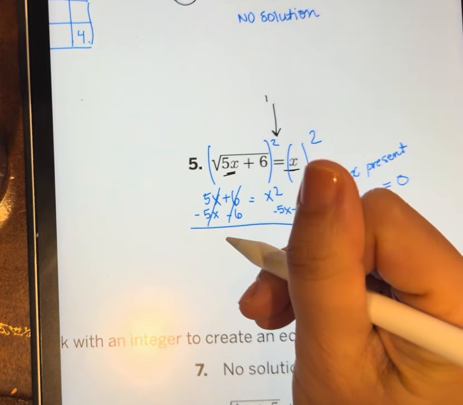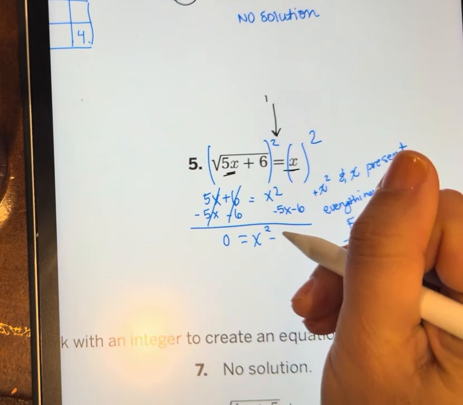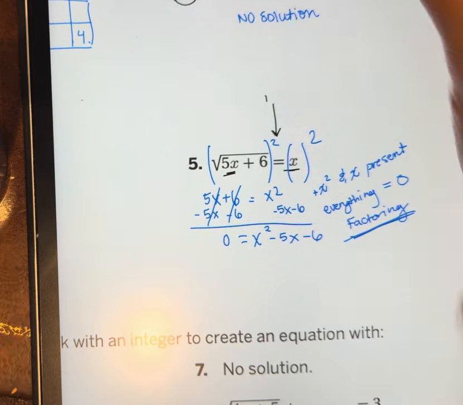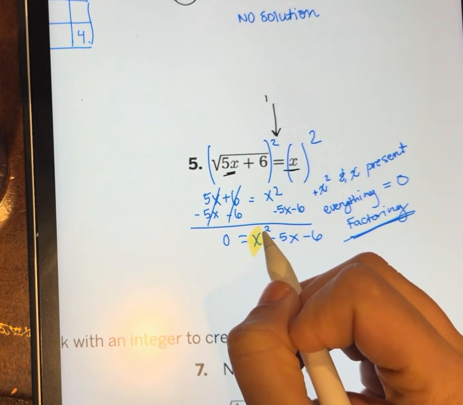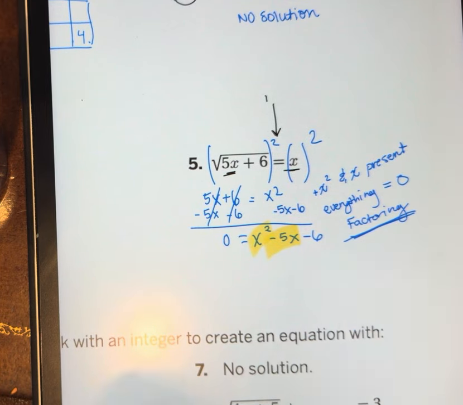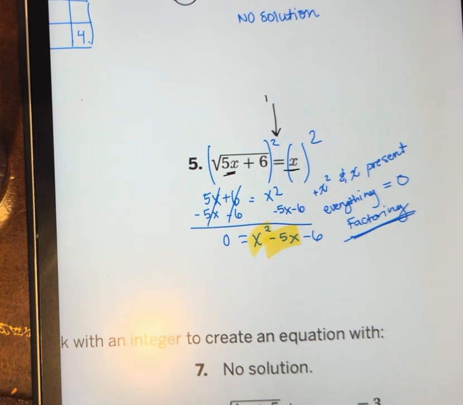Cancel, cancel. 0 equals x squared minus 5x minus 6. You guys were a little rusty, I saw in class, all right? X squared and minus 5x cannot be combined. They are not like terms. Leave them alone, okay? All right, now let's go factor.